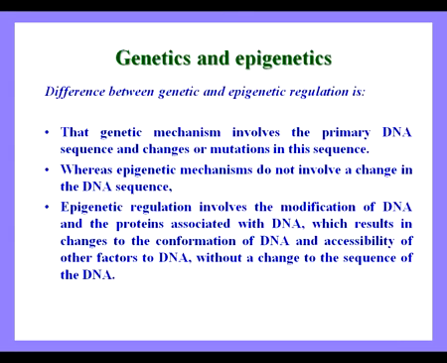So we have been saying the same thing again and again: the genetic mechanism involves the primary DNA sequence and changes or mutations in this sequence. This is called genetics, or the genetic mechanism of the changes, whereas epigenetic mechanisms do not involve a change in the DNA sequence. And epigenetic regulation involves the modification of DNA and proteins associated with DNA, which results in changes to the conformation of DNA and accessibility of factors.